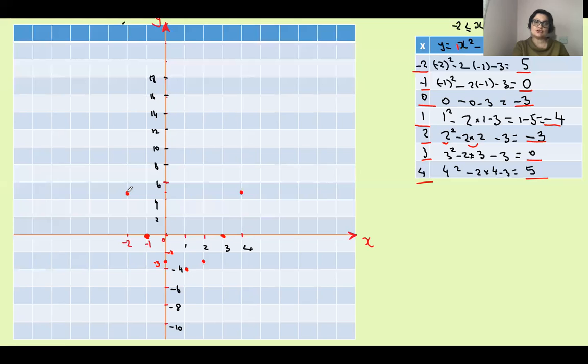Okay, let's join them with a curved line. You never use a ruler, never join the points of a quadratic function with a straight line. It has to be a curve. So bit by bit, a gentle curve, join these two together, and then these two together, this and this, and this and this together. And then join these two points, and then join the last two points together with a curved line.